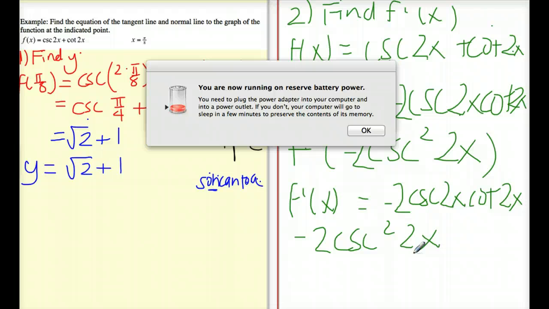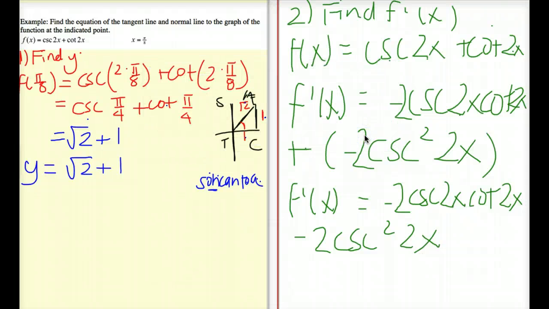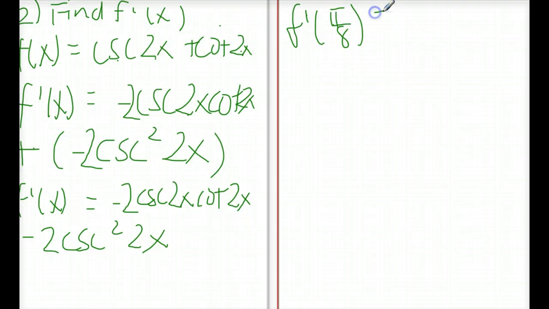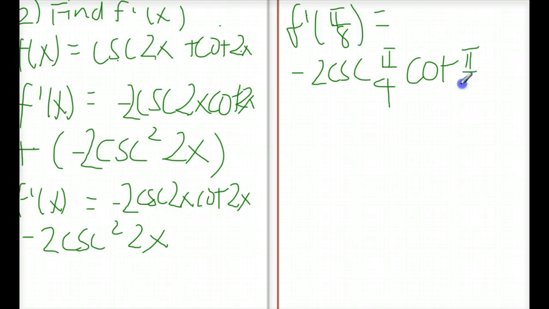All right, so now all I need to do is plug in my pi over 8 so I can find the actual slope. So let me put a new page in here, and if we do that, we're going to get f prime of pi over 8 is equal to negative 2 cosecant of, we know that 2 times pi over 8 is pi over 4, cotangent of pi over 4, minus 2 cosecant squared of pi over 4.